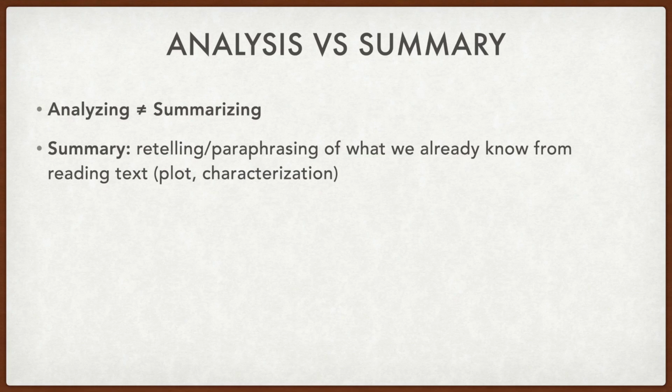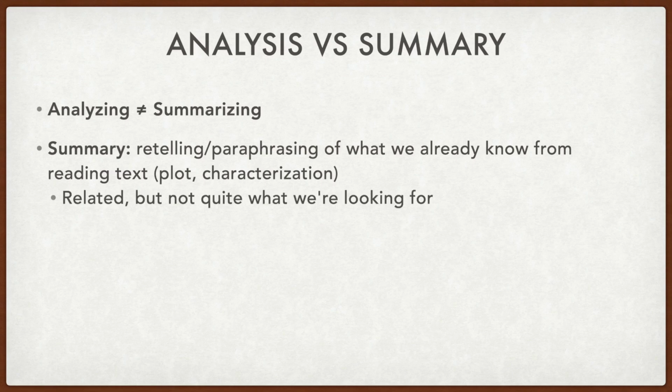Here's the difference. A summary is just a retelling or a paraphrasing of what we already know from reading the text, right? It's like here's what happened in the plot, or here's what the characters are, right? It's kind of related, but it's not quite what we're looking for when we're writing an analytical essay.